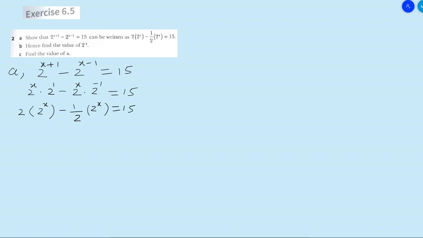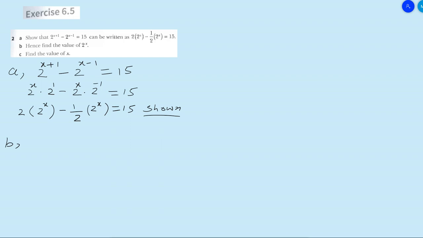Here we go. This is the requirement of part A, shown. This is the answer of part A. Okay, shown. We have shown and we have fulfilled the requirement. Part B. Hence find the value of 2 power x. Find the value of 2 power x. It's very easy.